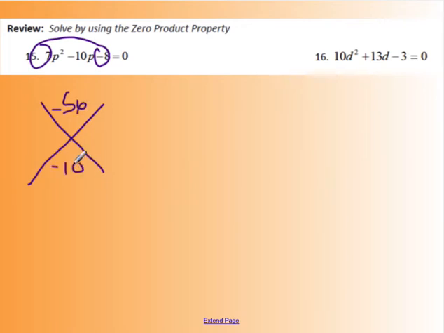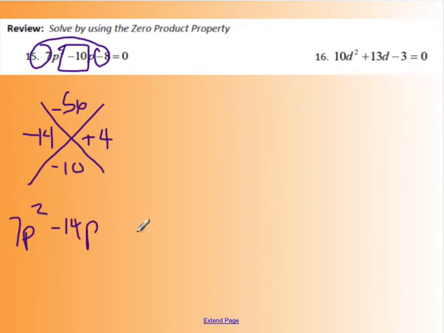So we're asking ourselves what multiplies to negative 56 and adds to negative 10. We're going to have a negative and a positive sign on each side, because we're multiplying to a negative product. I'm going to use 14 and 4, and I want the 14 to be negative because my sum is negative. So now I'm going to use those factors to split up my negative 10. So I have 7p squared minus 14p plus 4p minus 8 is equal to 0.